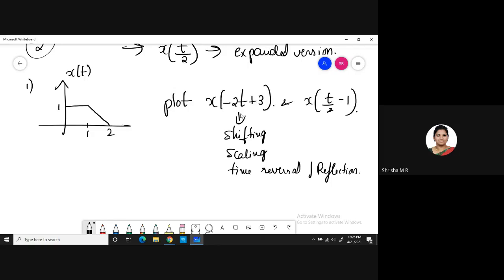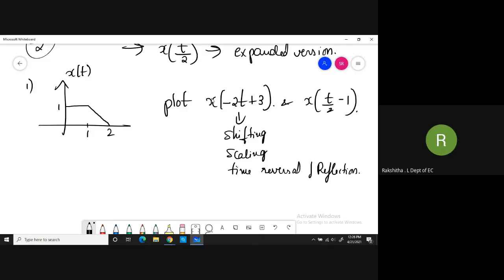So what does this function x of minus 2t plus 3 have? What all operations are performed on x of t? You have shifting here because you have x of t plus 3, scaling because you have x of 2t, and time reversal because you have minus 2t plus 3. Correct? We have all the operations on the signal, right? Yes, ma'am. So which will you do first?